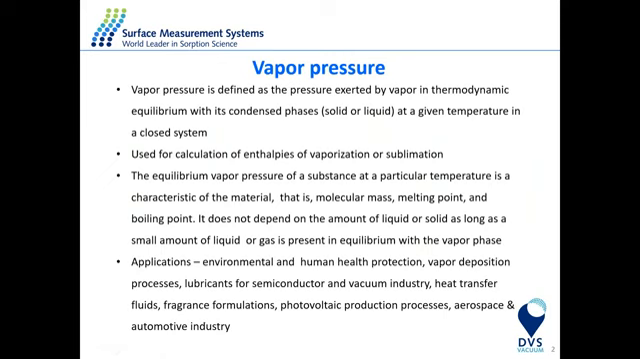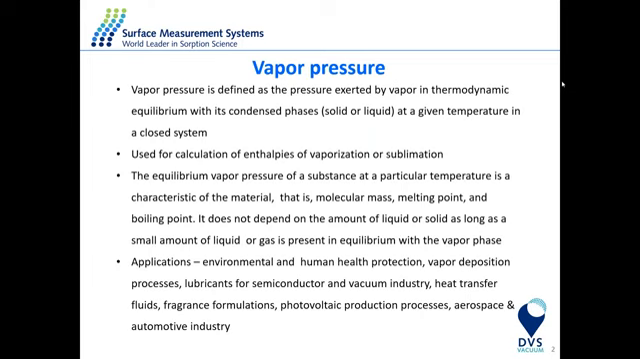So basically, let me define the vapor pressure first. The vapor pressure is defined as the pressure exerted by vapor in thermodynamic equilibrium with its condensed phase at a given temperature in a closed system. The sample, or substance, can be either solid or liquid. The values of the vapor pressure are then used to calculate the heat of vaporization or sublimation.